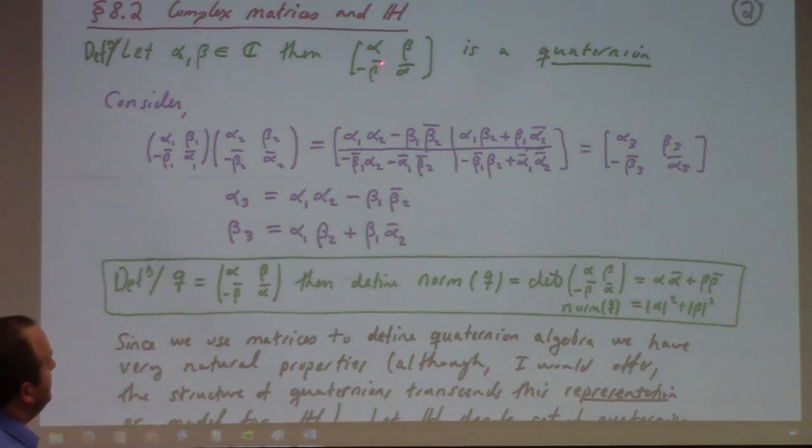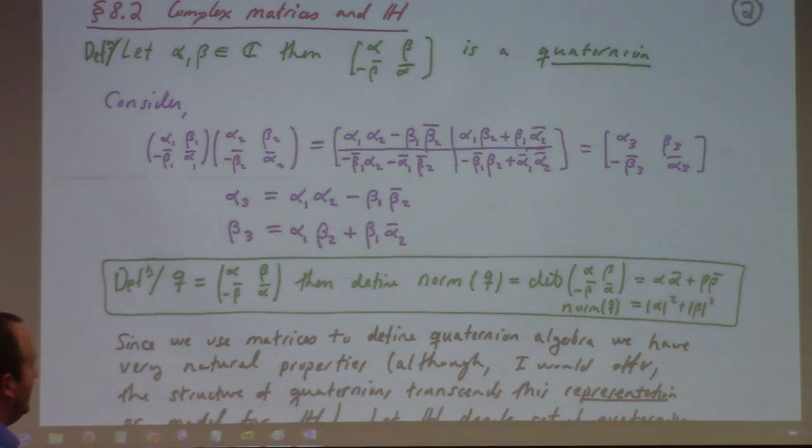Alpha, beta, minus the conjugate of beta, conjugate of alpha. These kind of 2x2 complex matrices, you can call them quote-unquote quaternions. I personally would think of these as a representation of the quaternions, not the quaternions themselves. To me, the quaternions are something more abstract.